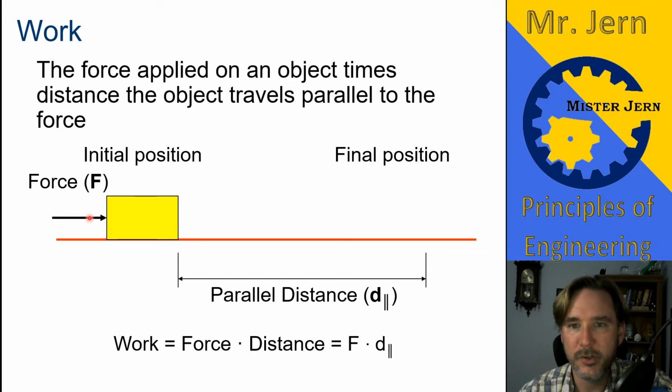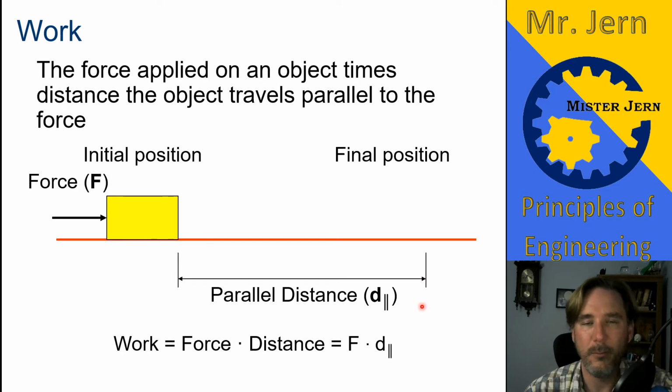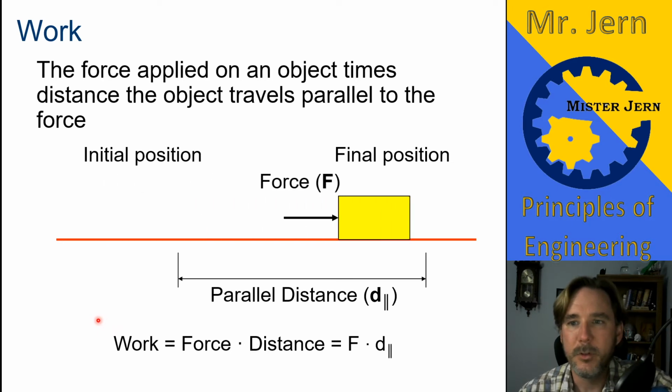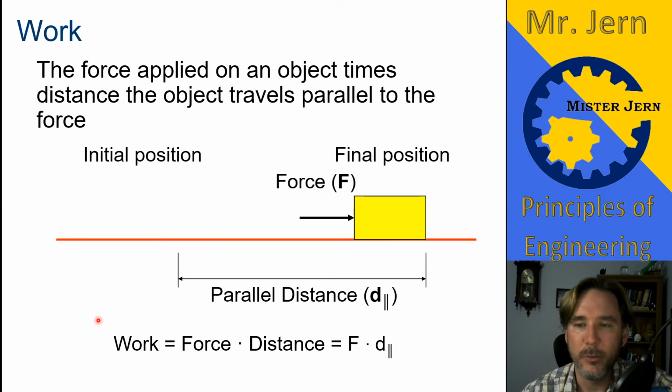So if you push this yellow block to the right, then you measure the distance that it moves to the right. Why is it important that we point out the parallel thing? Well, we're going to get angles and all that involved later. So work is force times distance, parallel to the direction of the force. Fancy little diagram there, it just shows us the distance that it moved.